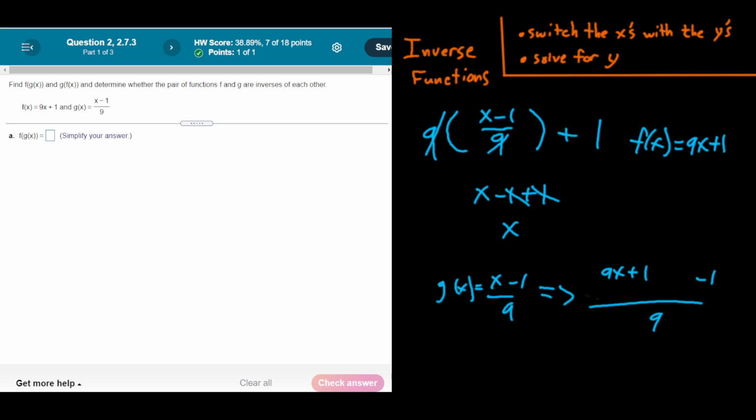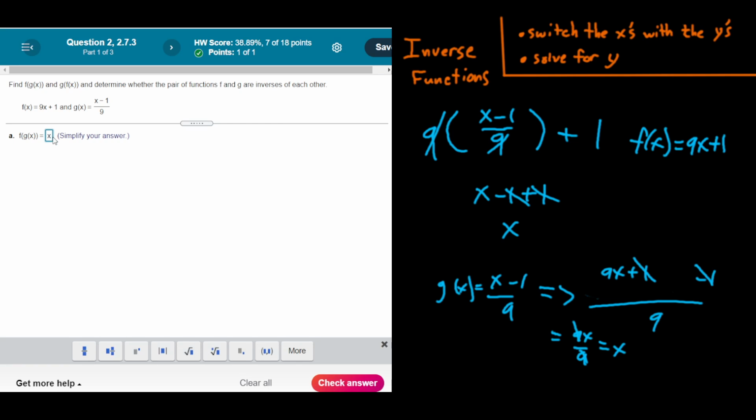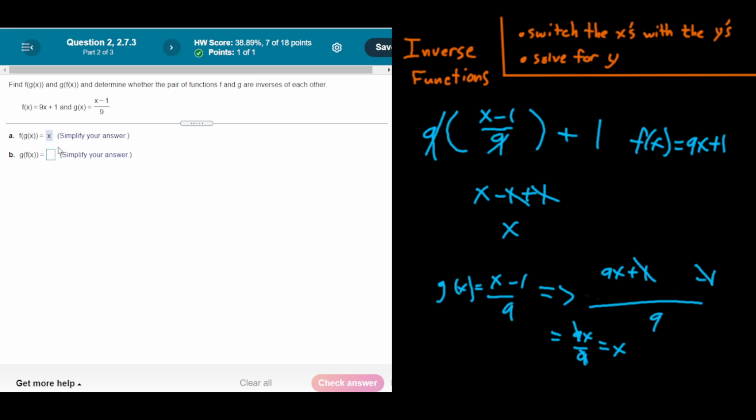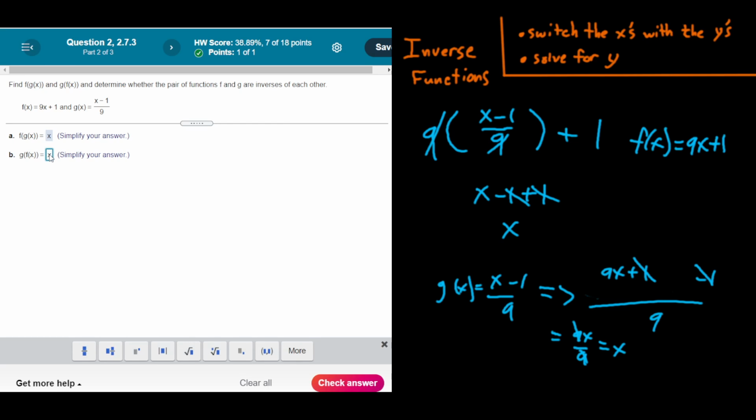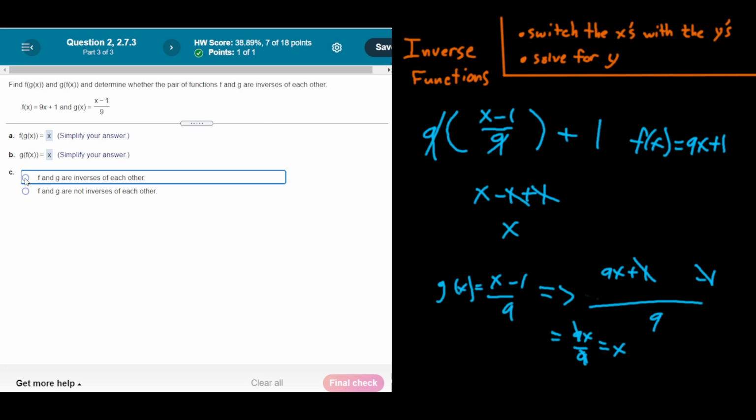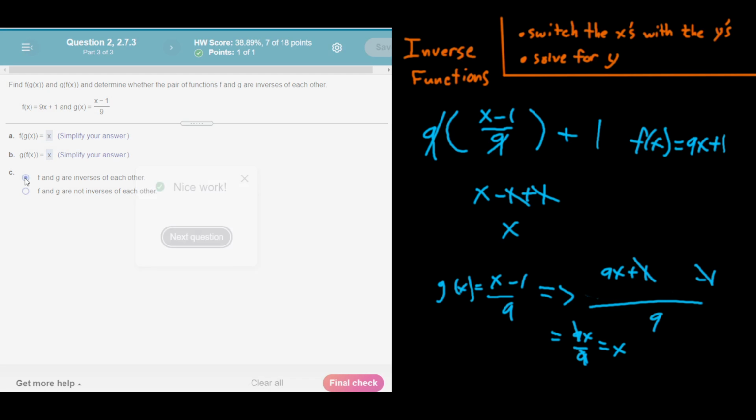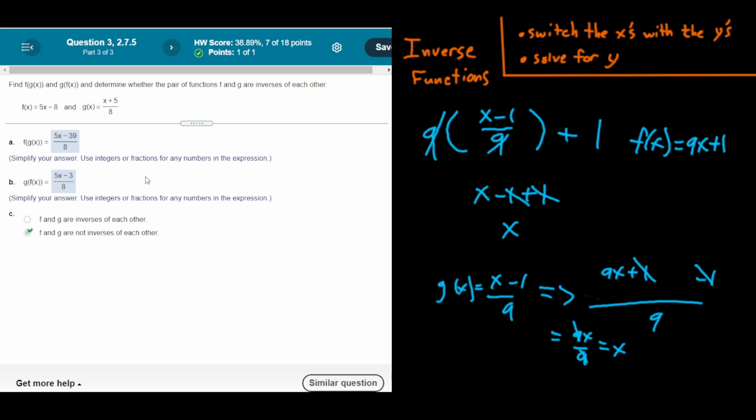And now take a look at the numerator. We have a positive 1 and a negative 1. Those two cancel out. We have 9x over 9. 9x divided by 9, cross off the two 9s, you know that will give you an x. So hey, if you get x for one, you're going to get x for the other, if you did the problem right, if you did the algebra correctly. So that's x, then this has to be an x, and we already did the work. So they are inverses of each other. And we're going to speed along this time.